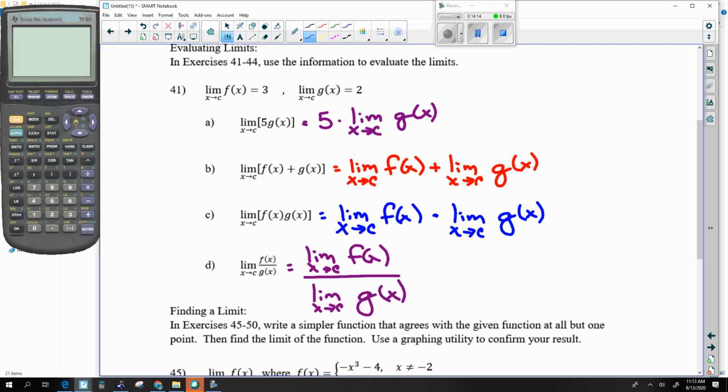All right, so going back to the very tippy top, where we see that the limit as x goes to c of f is equal to 3, and the limit as x goes to c of g is equal to 2, then we're able to actually physically do these problems.